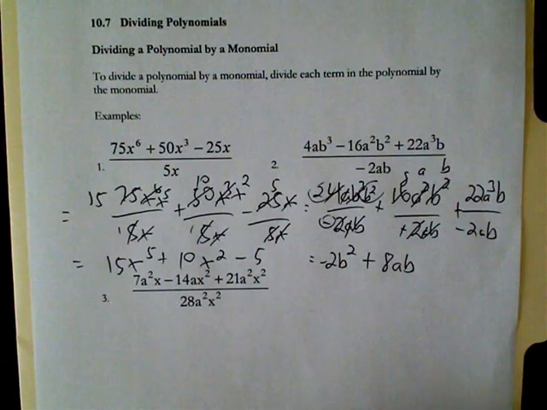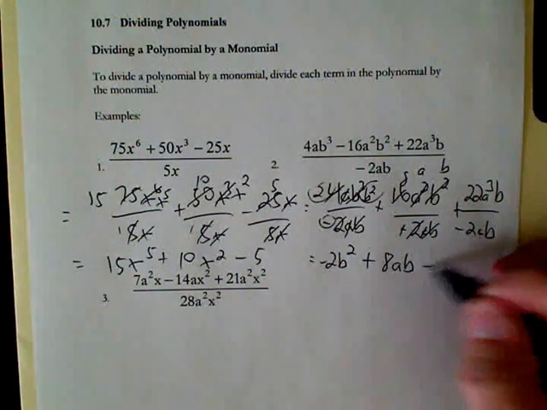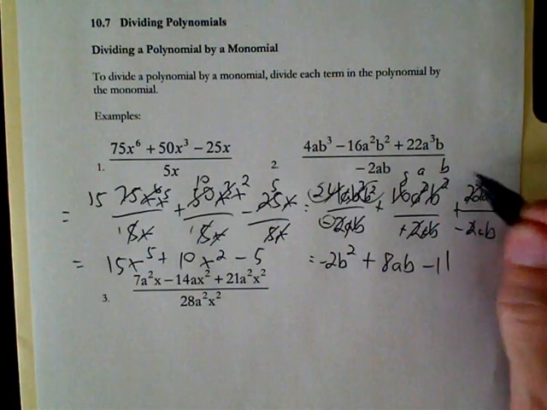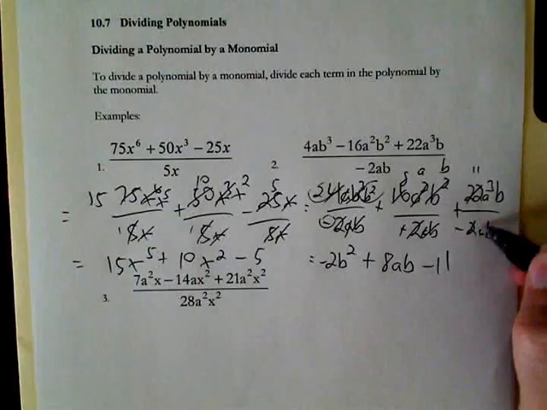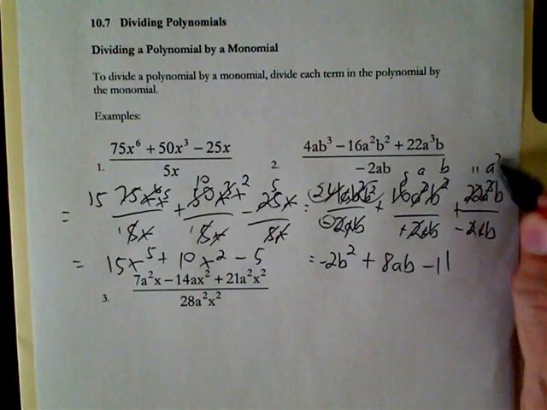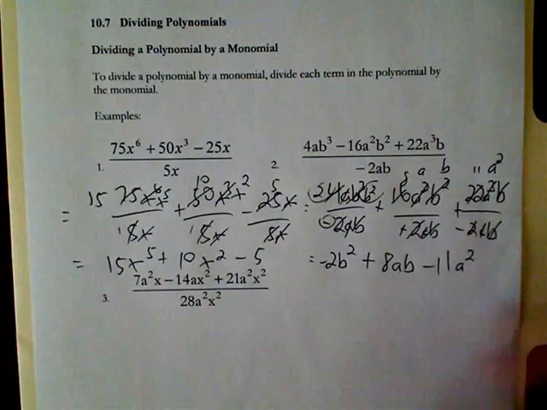Now I'll do the signs first. This is where people tend to miss them. 22 divided by 2 is negative 11. Yep, positive divided by negative keeps that negative. This a cancels one of those a's, leaving a squared, and the b's cancel. So you have negative 11 a squared.